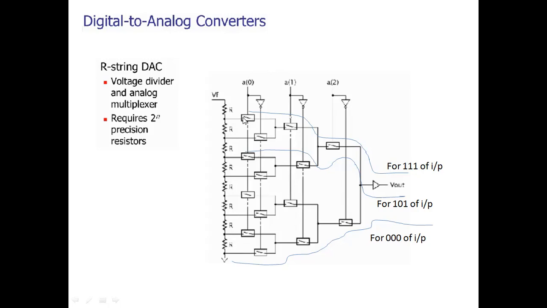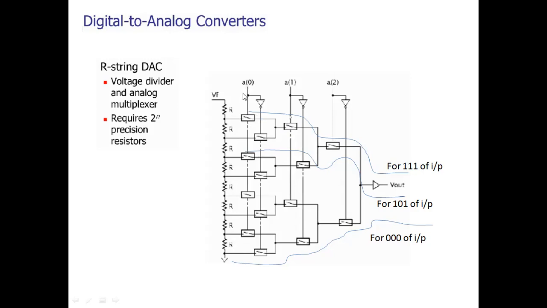So suppose the digital input applied to the DAC is 1, 1, 1. In that case, the upper switches, as shown here, this switch and this switch, will be activated, and the lower switches will be in the deactivated position, or the open circuit position. With A0, A1, A2 being high, this switch and this switch will be activated.